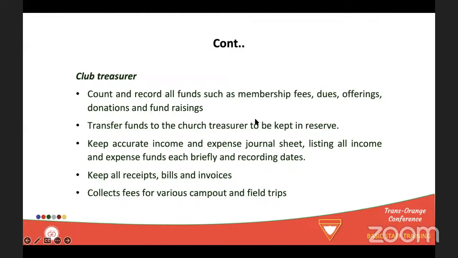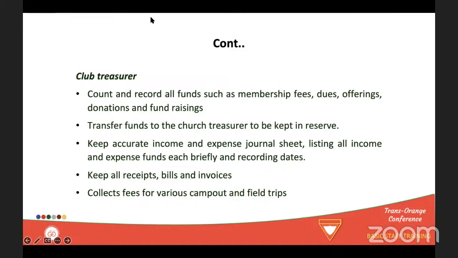So we don't keep money as club treasurers. We don't keep money in our homes or in our accounts. That is church money. As much as it is for the club, it's church money and it must be kept in the church account and be accounted for there. So this also helps in issues to do with transparency, because the church treasurer can report on the finances and your report and the church treasurer's also balance.